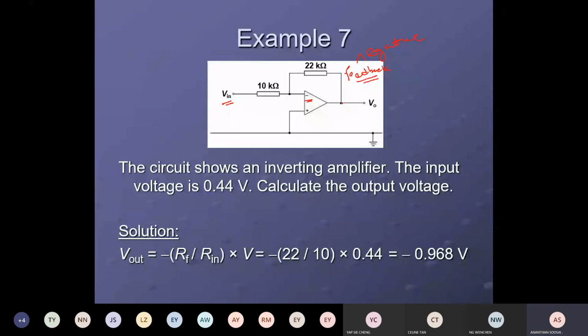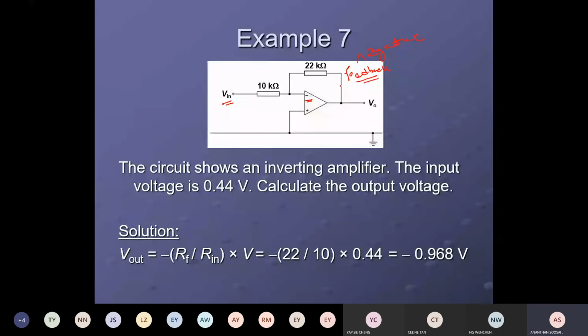A fraction of the output channelled back to the negative input, or inverting input, is called negative feedback. This is also quite common. They may ask for an example: what is meant by negative feedback? A fraction of the output channelled back to the inverting input is called negative feedback.